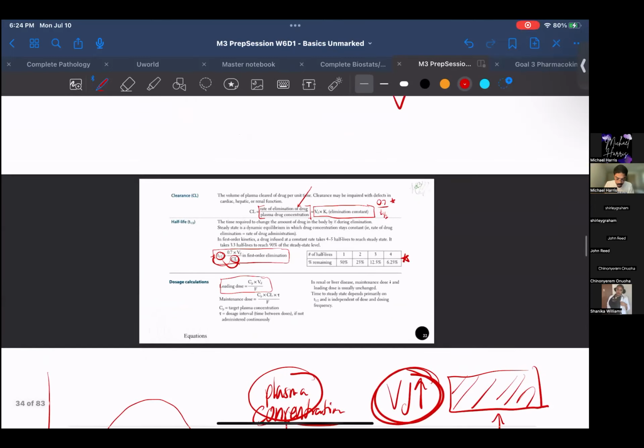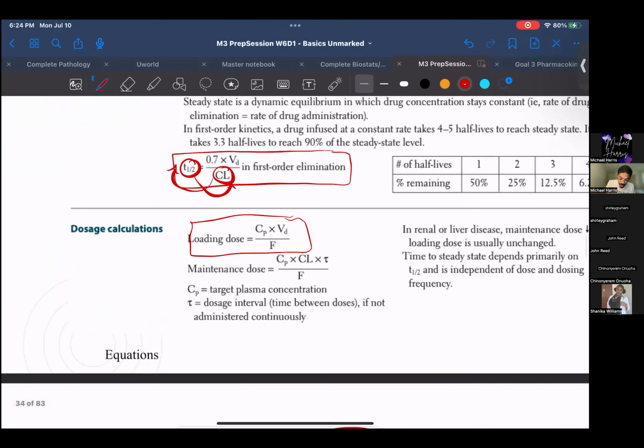Now, that's why in this equation, you see this, which is essentially what we just discussed. Okay? Now, they added this piece, F, which is bioavailability. The reason they did that is because some drugs are orally taken in. Versus some drugs are IV.